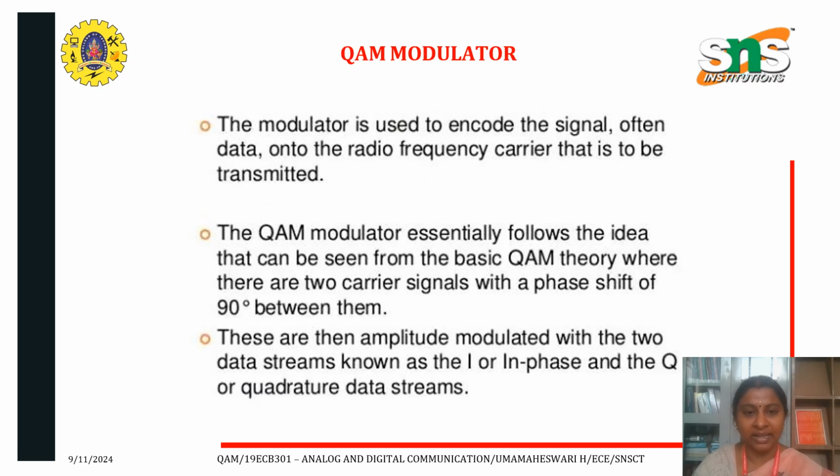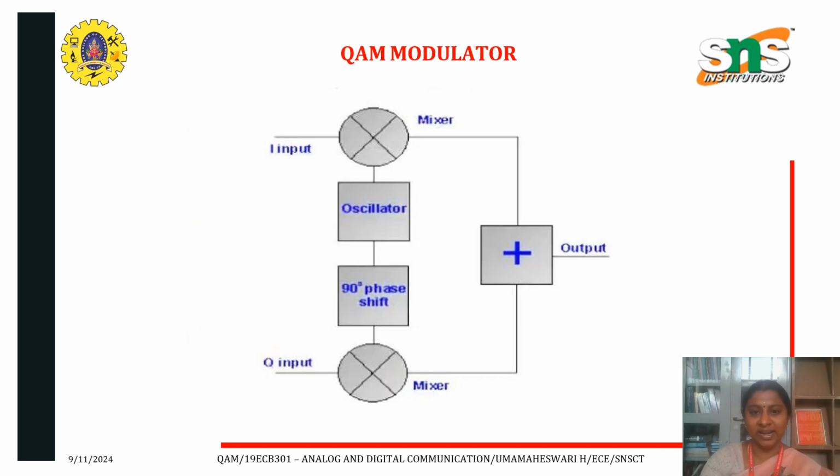QAM modulator. It is mainly used to encode the signal, often data, onto the radio frequency carrier that is to be transmitted. The QAM modulator essentially follows the idea seen from the basic QAM theory, where there are two carrier signals with a phase shift of 90 degrees between them. These are then amplitude modulated with the two data streams known as I, the in-phase, and Q, the quadrature data streams.